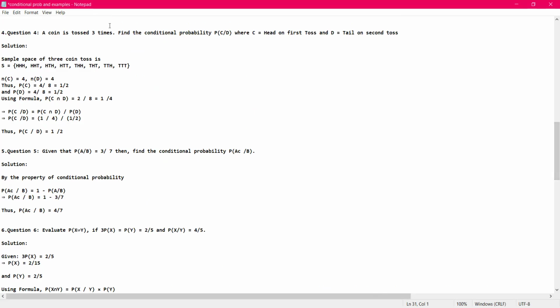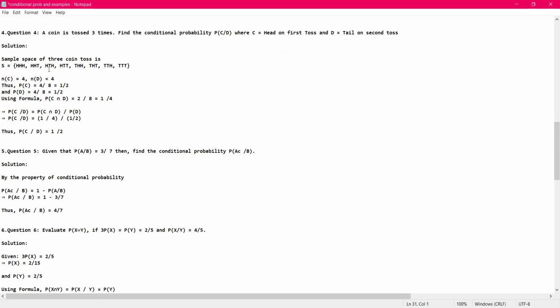Suppose a coin is tossed 3 times. So there is a coin, and we toss that coin 3 times. Find the conditional probability P of C given D, where C equals head on first toss and D equals tail on second toss. It means they are asking about the conditional probability. So P of C given D is the probability of head on first toss given tail on second toss.